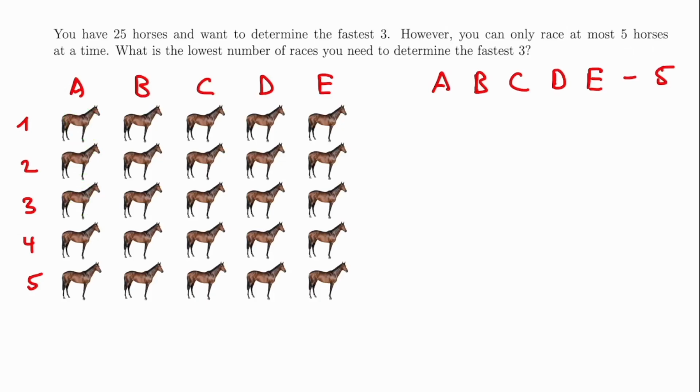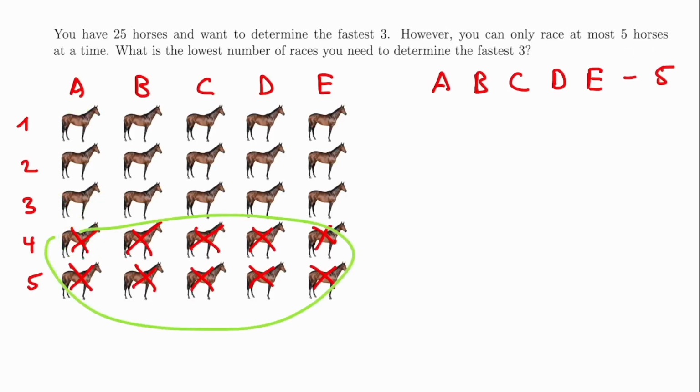Now, based on this, we can already eliminate 10 horses. We can eliminate A5, B5, C5, D5, and E5, as well as A4, B4, C4, D4, and E4. This is because we know that, for example, A5, there's already 4 horses faster than A5, so it can't be under the top 3. Same with A4, there's already 3 horses faster than A4, so it can't be in the top 3. And this holds for all these 10 horses.